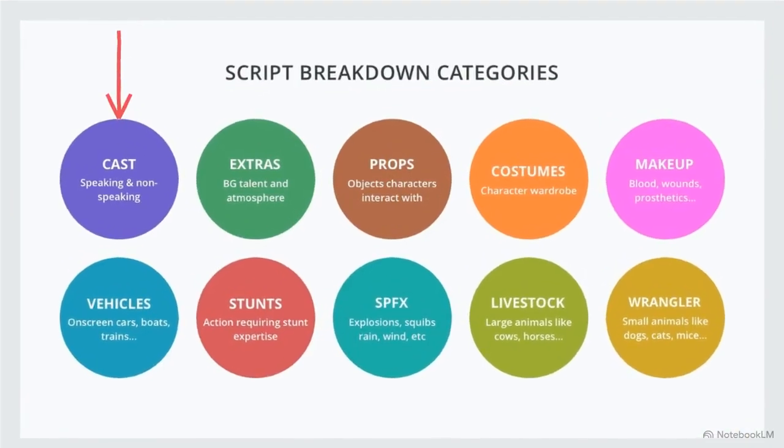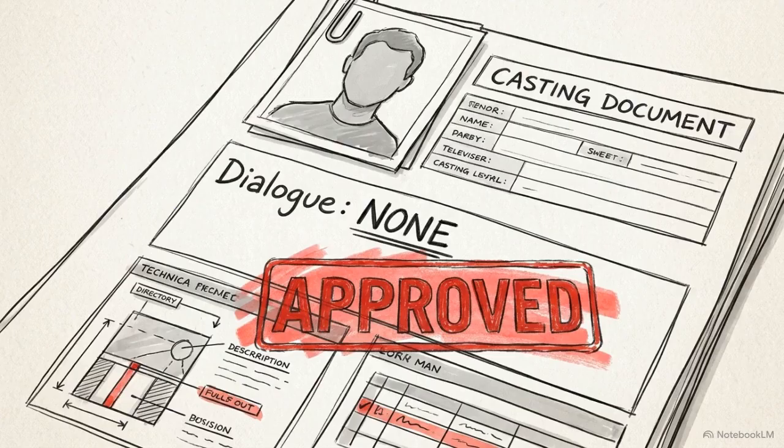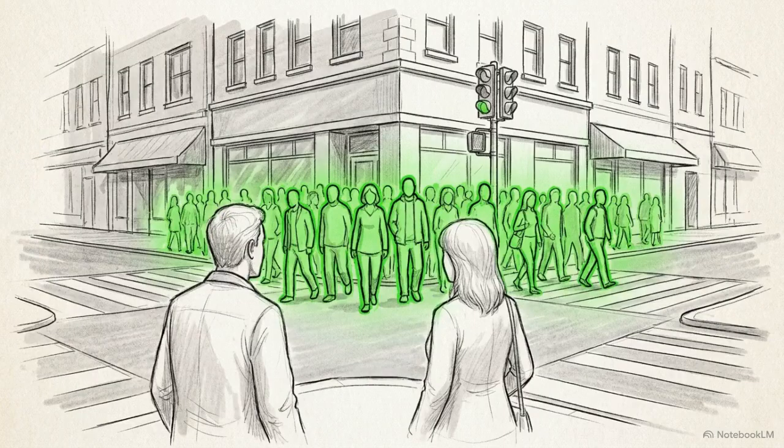Step 1 is almost always identifying who needs to be on screen. The cast member category is reserved for characters who speak dialogue at some point on screen, but there are exceptions. If a character never speaks but plays an important role in the plot, like Silent Bob, they are still considered a cast member. Everyone else falls into the extras category, the non-speaking background actors making the world feel lived in.